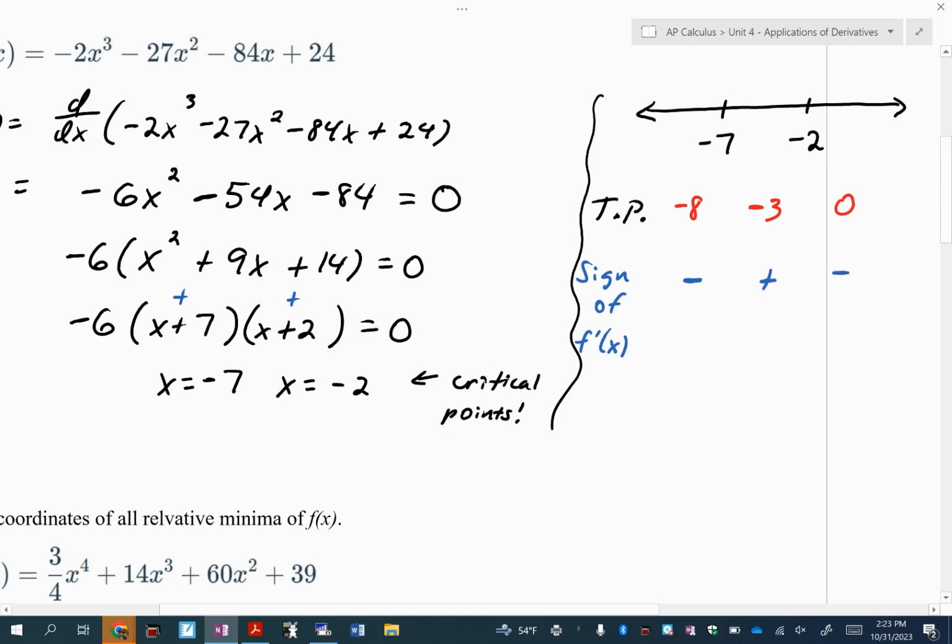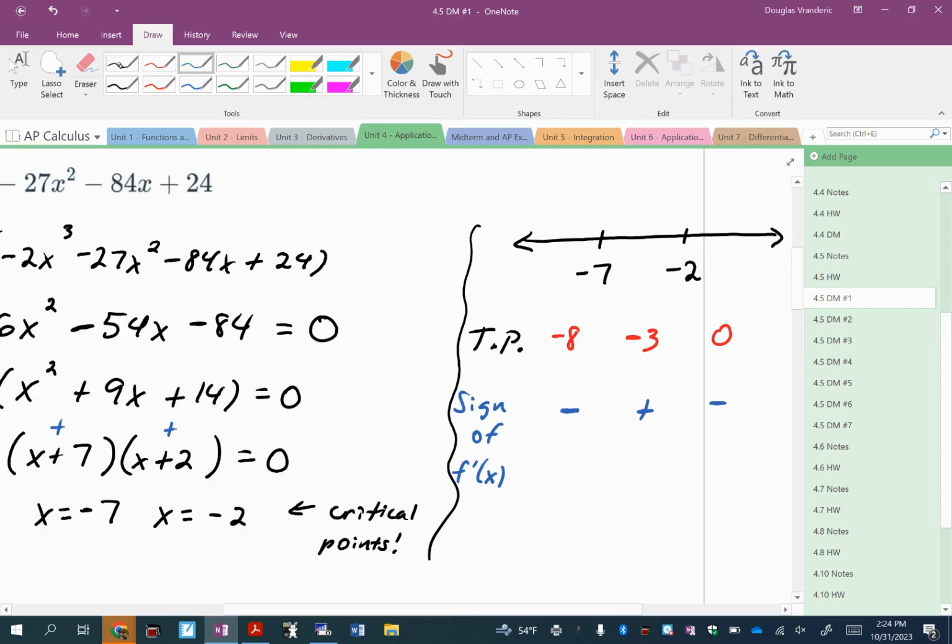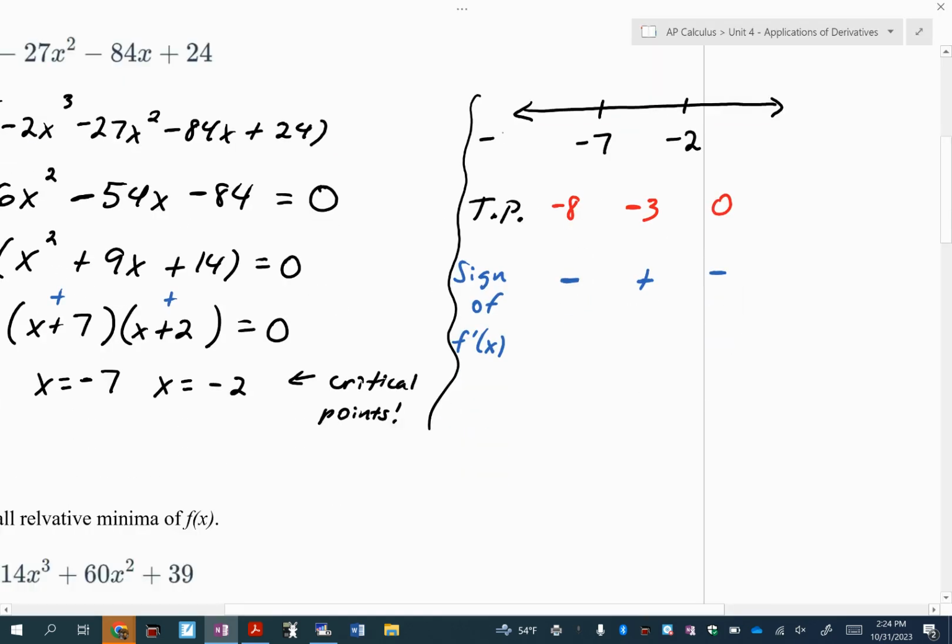If I tell you that between -infinity and -7 the sign of the derivative is negative, that tells me that on that same interval the original function is decreasing, because all the slopes of the tangent lines are going to be negative on this entire interval. And I know I didn't write it, but your brain should be thinking this is really -infinity, and this is really positive infinity.